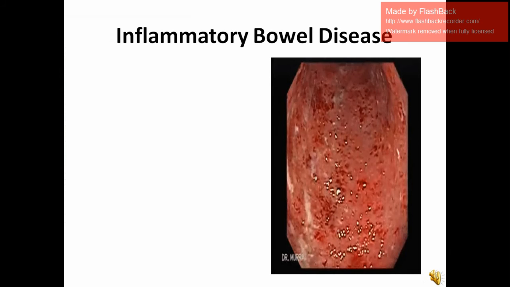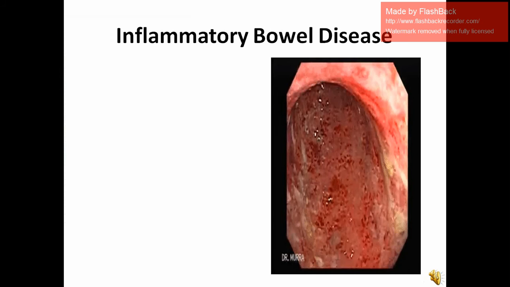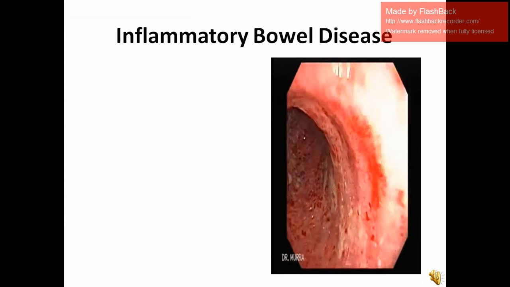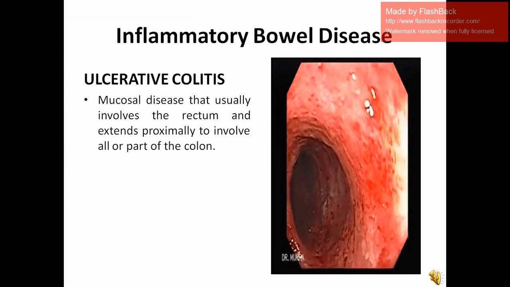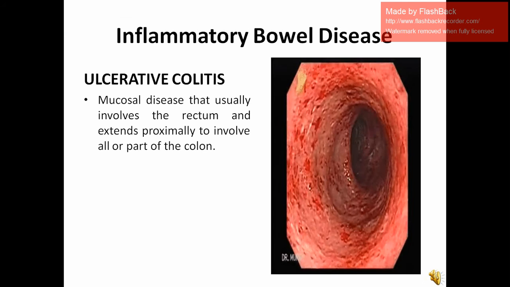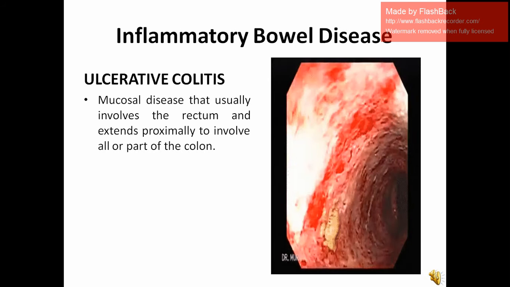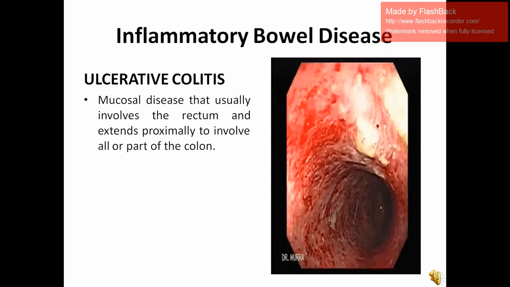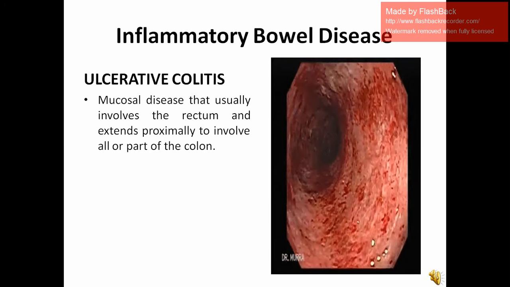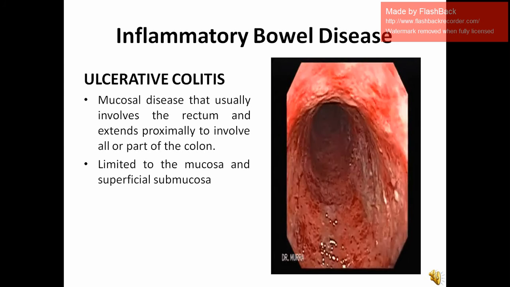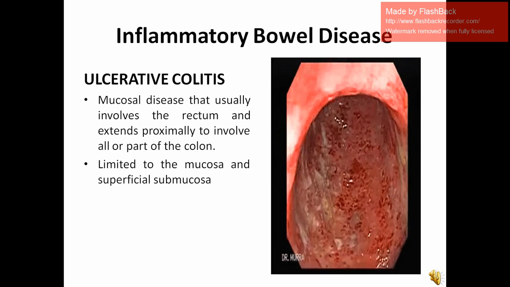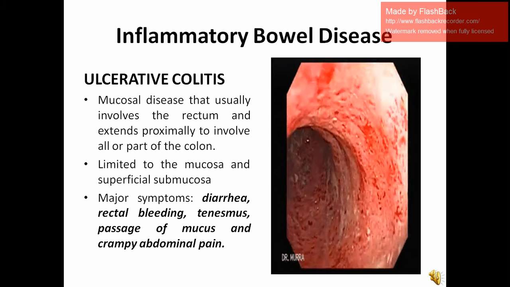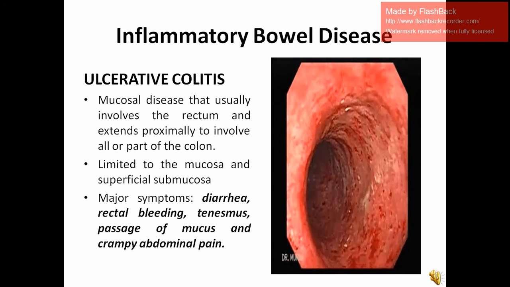There are two types of inflammatory bowel disease, but let us discuss first ulcerative colitis, which is a mucosal disease that usually involves the rectum and extends proximally to involve all or part of the colon. It is limited to the mucosa and superficial submucosa. Patients present with diarrhea, rectal bleeding, tenesmus, passage of mucus, and crampy abdominal pain.